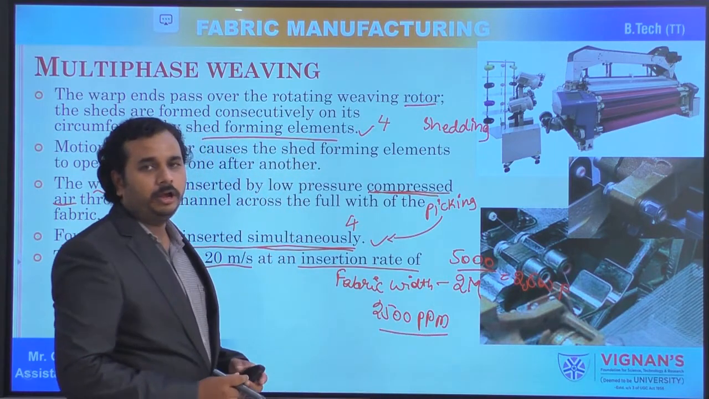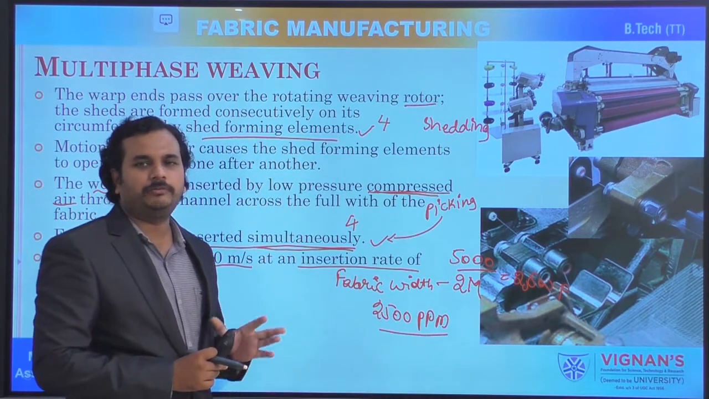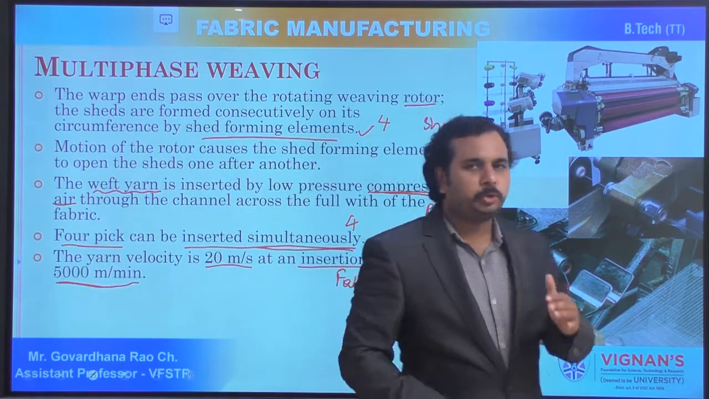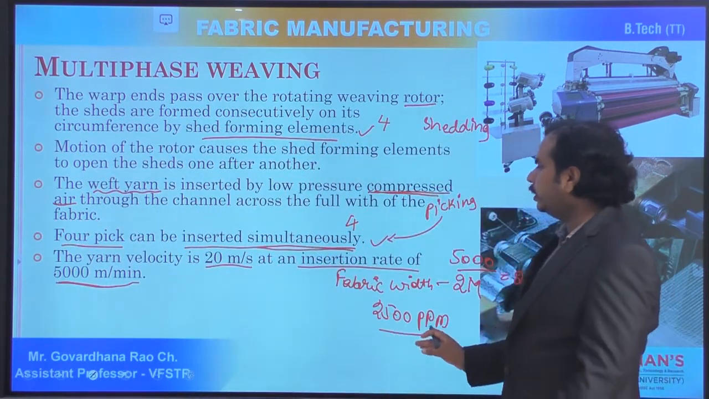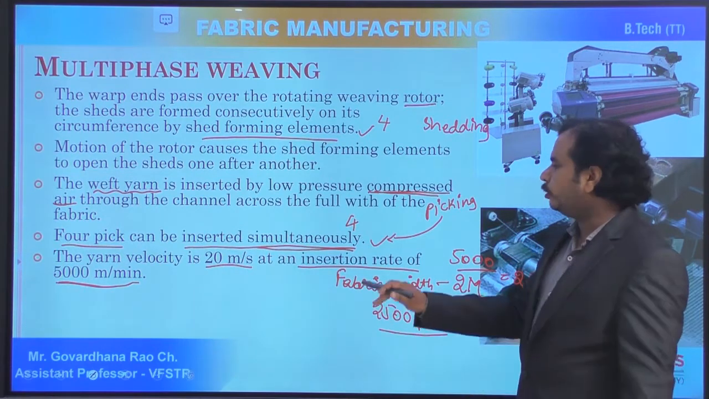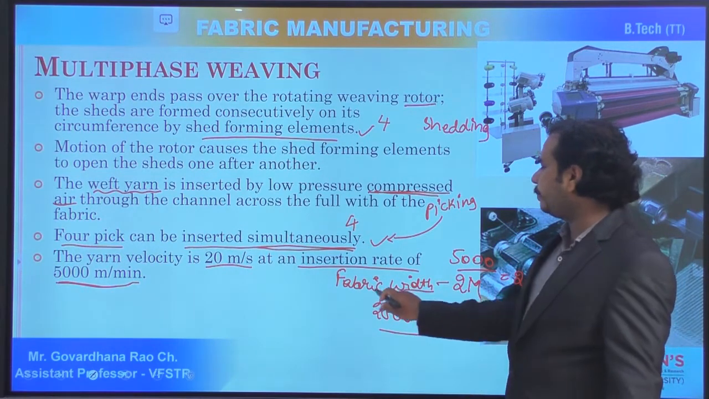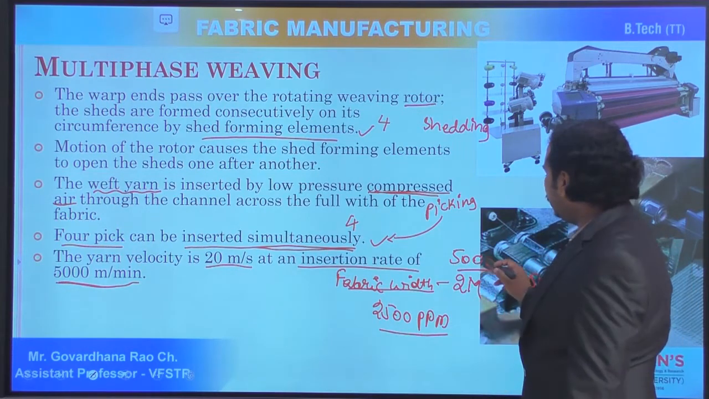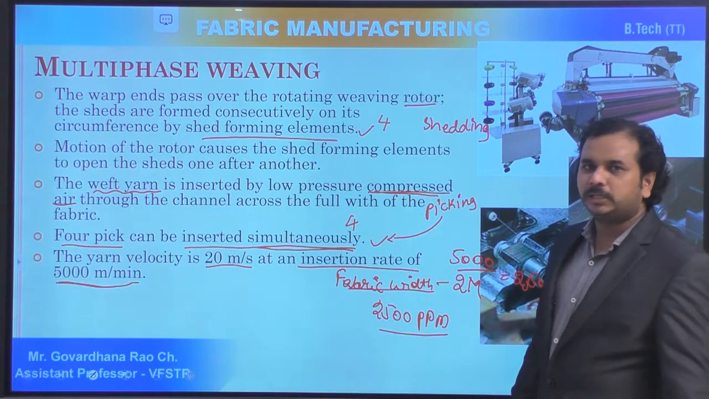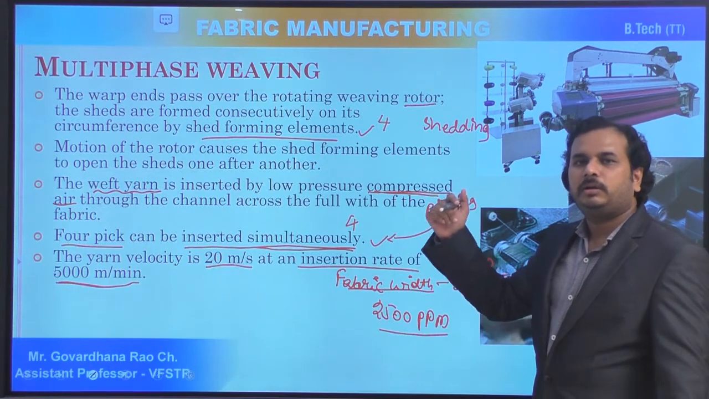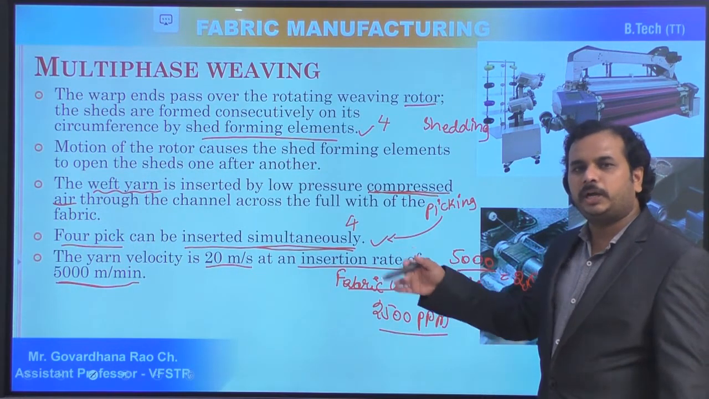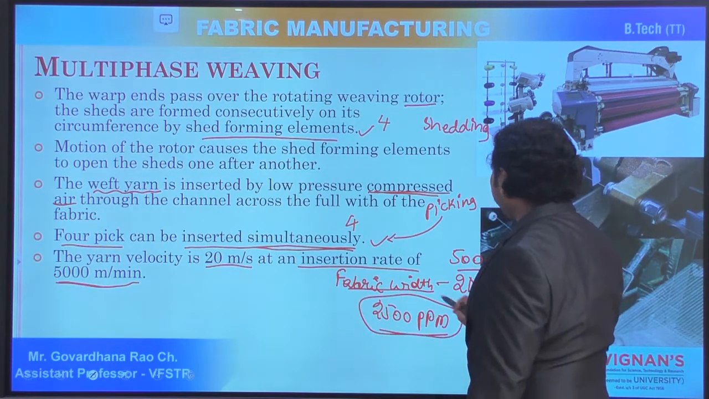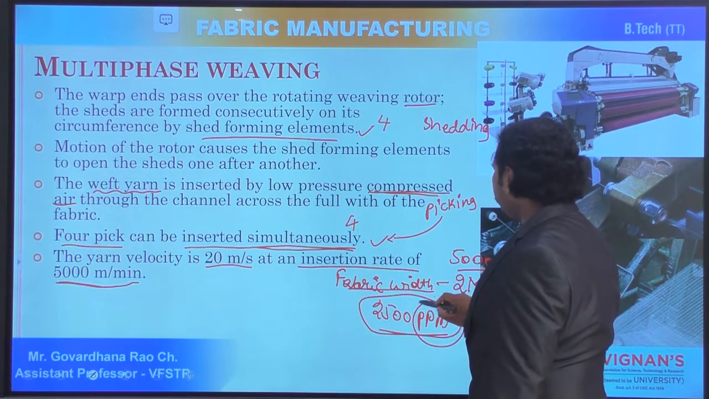ppm. So simple. If you want to convert this weft insertion rate from meters per minute to picks per minute, then what you have to do? You have to know the fabric width, and take the total weft insertion rate in meters per minute divided by the fabric width in meters. So you can calculate the weft insertion rate in picks per minute.